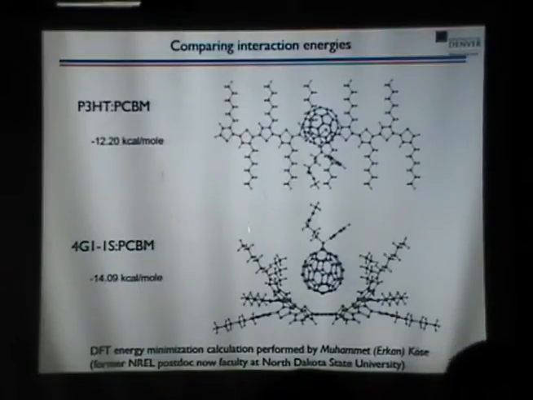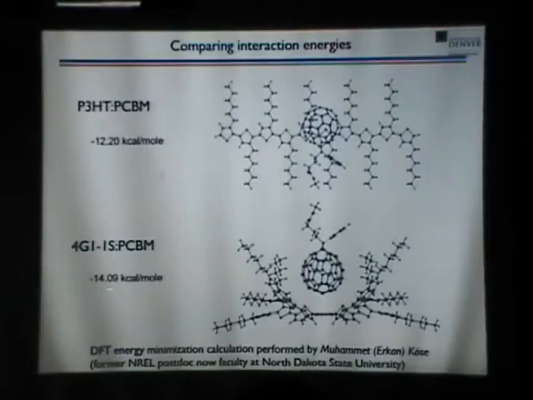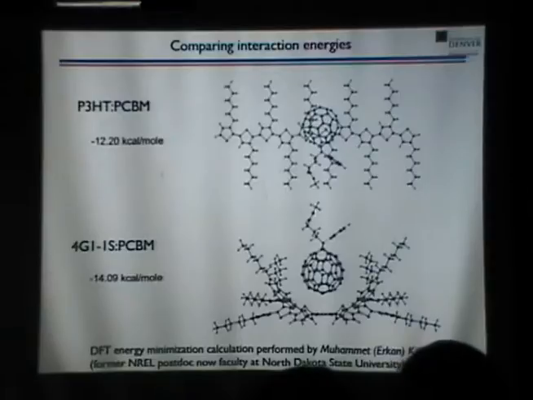If we then do that with the dendrimer, we minimize the structure, and you see that the dendrimer likes to wrap around the fullerene. You get a much more intimate structure. The two are much more miscible, or blendable, in each other. And if you calculate the energy, you get something a little bit deeper, minus 14 kcal. So this is a more stable structure than that one.